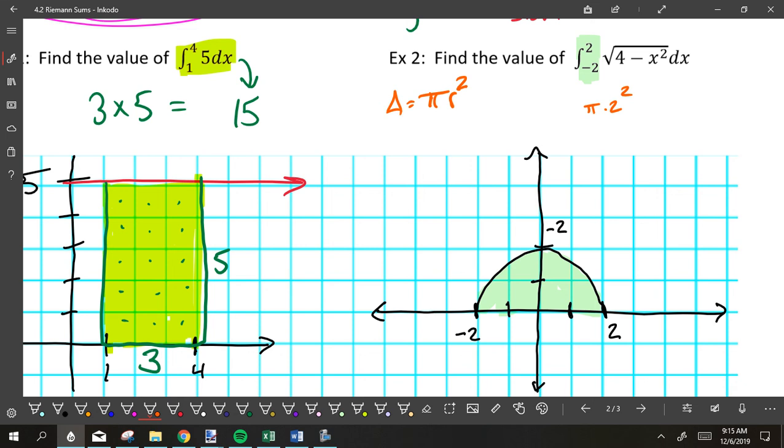Divided by 2. Cut it in half, because it's a semicircle. It's not a full thing. So 1/2 pi r squared. So 1/2 pi times 2 squared. So 2 squared is 4. Cut that in half. It is 2 pi. That is the area under the curve.